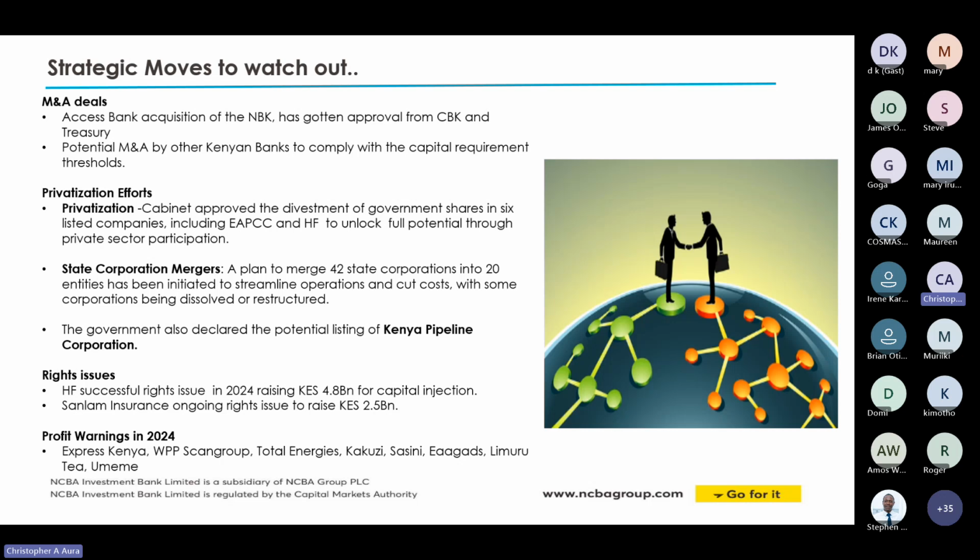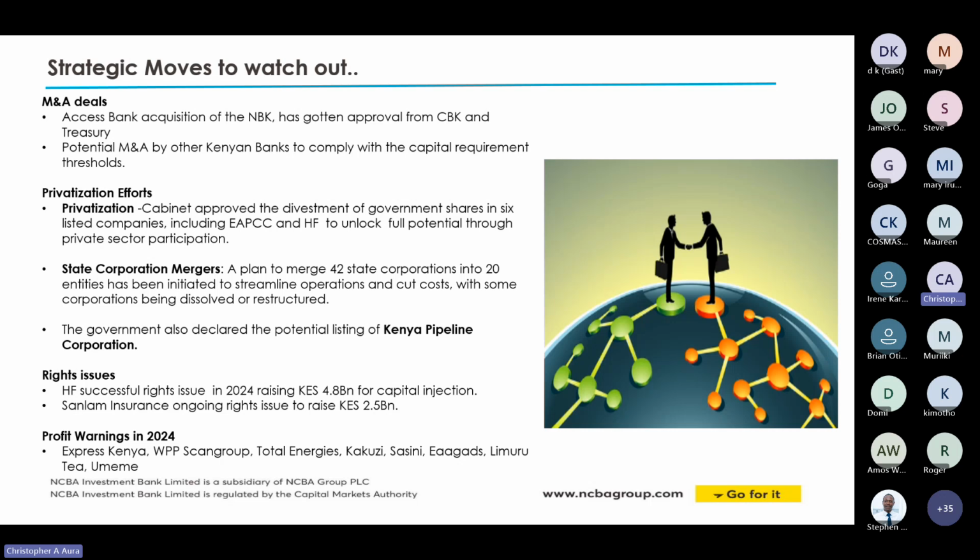Rights issues are also a theme. Last year we saw HF successfully issuing their rights issue, where they got 4.8 billion for capital injection, and at least this made them now aligned with the capital requirement. And this year, Sanlam has also issued their rights issue. They were expected to raise 2.5 billion. This one I've mentioned above.